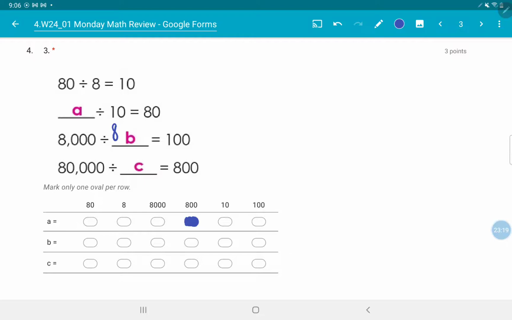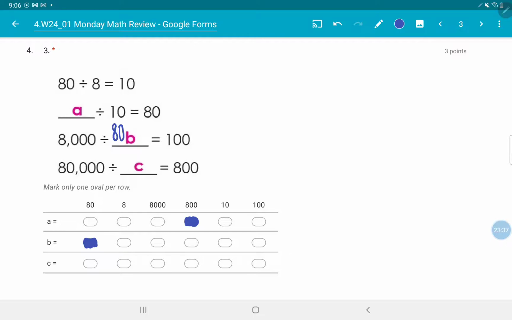Okay, and then how many place values smaller? From the thousands to the hundreds, that's going to be one place value. So you're correct, Olivia. It is 80. B is going to be equal to 80.